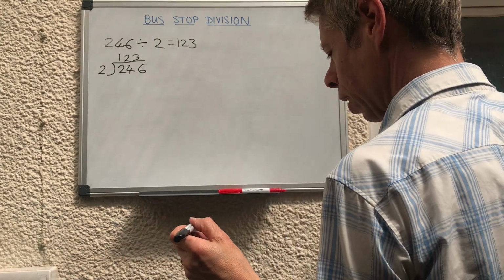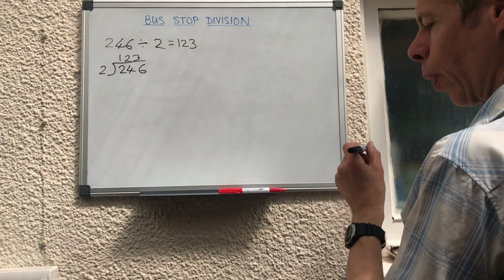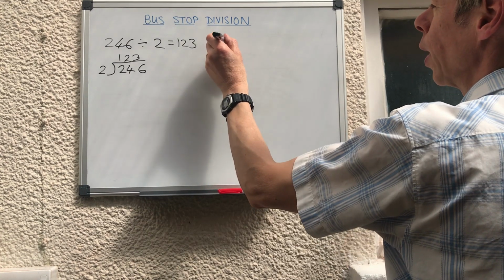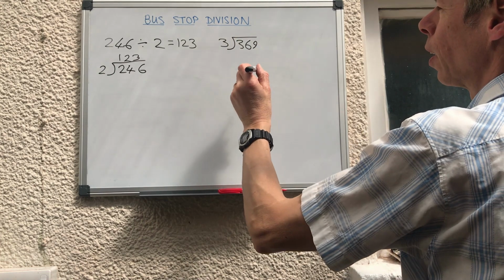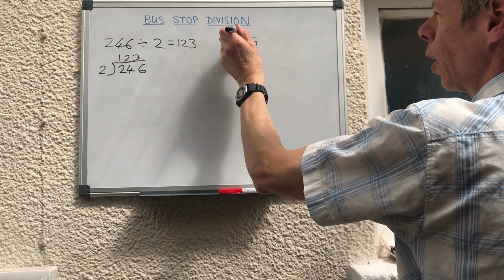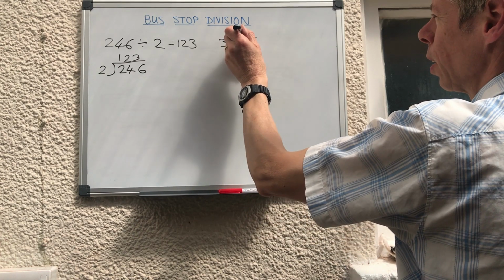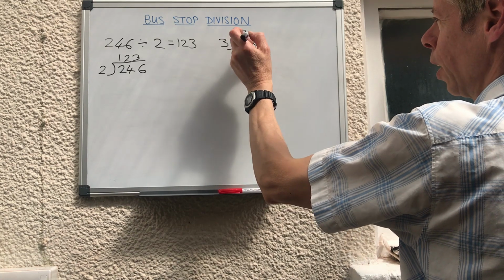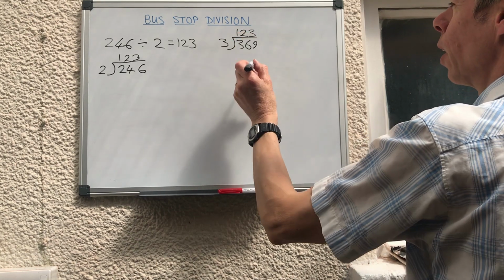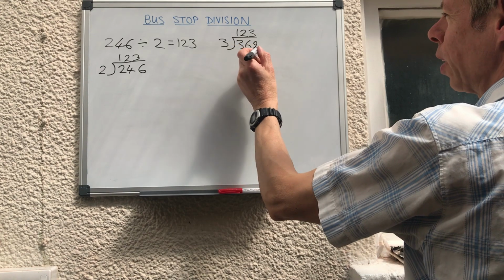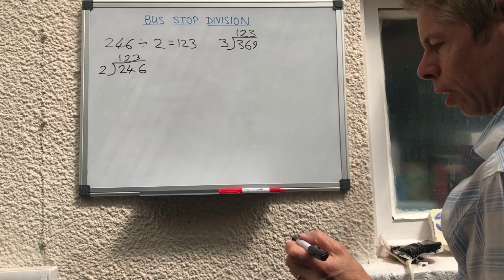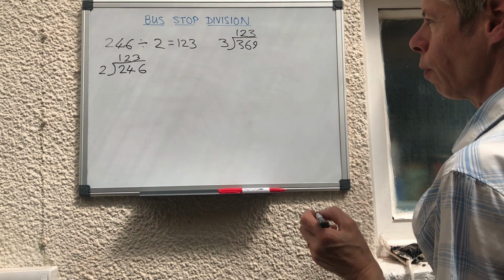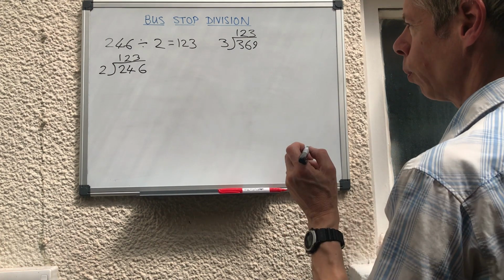Let's do another easy one. Okay, so we're going to do 3 into 369. So 3's into 3 is 1, 3's into 6 is 2, 3's into 9 is 3. So the answer is 369 divided by 3 is 123. Right, so another couple of easy ones before we get to the more difficult ones.